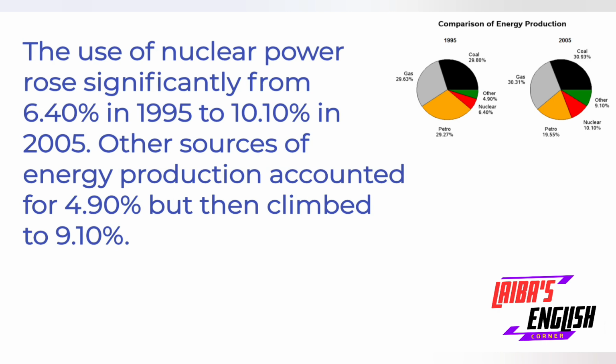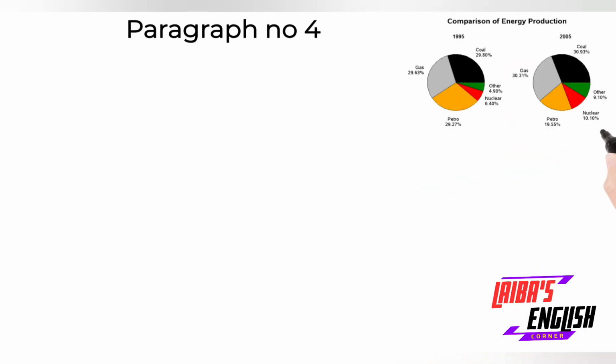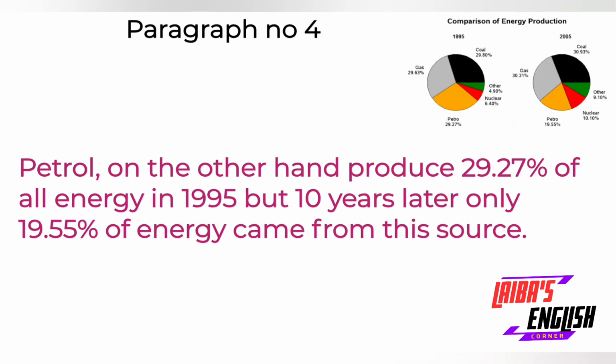If you think that we are writing too much in paragraph number 3, you can take some of the main information for paragraph number 4 as well. I myself have selected petrol for paragraph number 4 because it is decreasing a lot in the given period of time. So you can write like, petrol on the other hand produced 29.27% of all the energy in 1995, but 10 years later only 19.55% of energy came from this source.